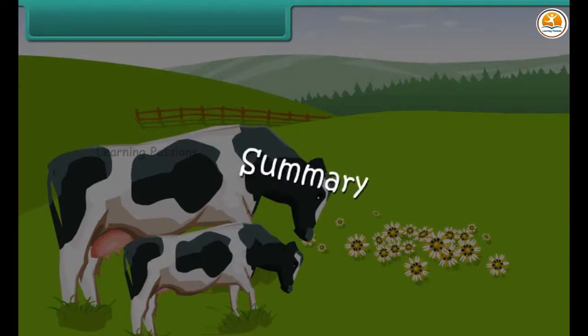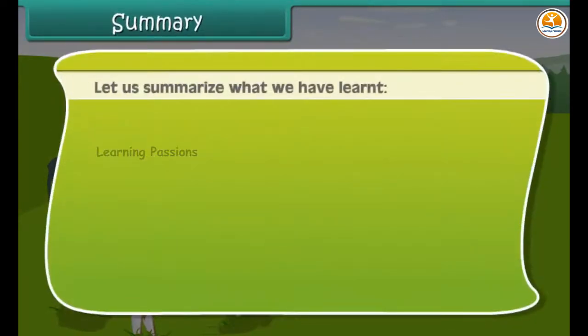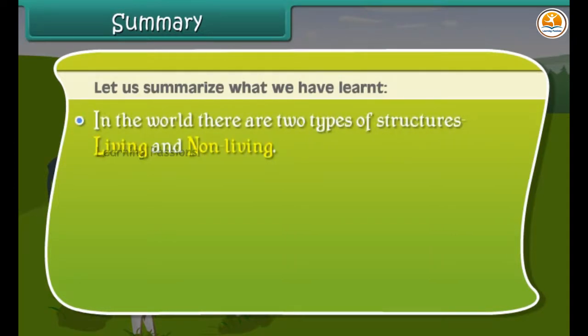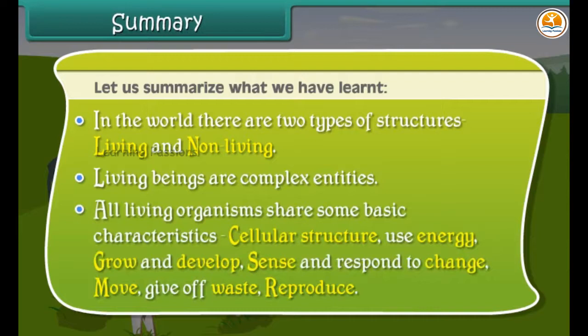Summary. Let us summarize what we have learned. In the world, there are two types of structures, living and non-living. Living beings are complex entities. All living organisms share some basic characteristics: cellular structure, use energy, grow and develop, sense and respond to change, move, give off waste, and reproduce.